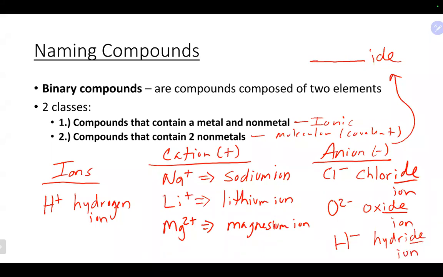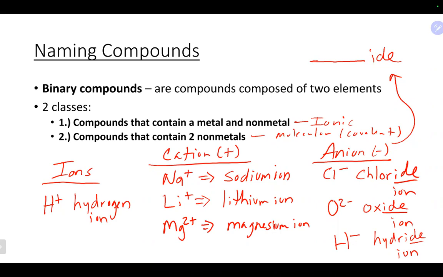Hydrogen, for the most part, is going to be positively charged. It will only be really negatively charged if it comes after a metal. So if you have a metal and then hydrogen, that's going to be the negative version of it. But if you have hydrogen with other nonmetals, it will be positively charged. Any questions on that there?